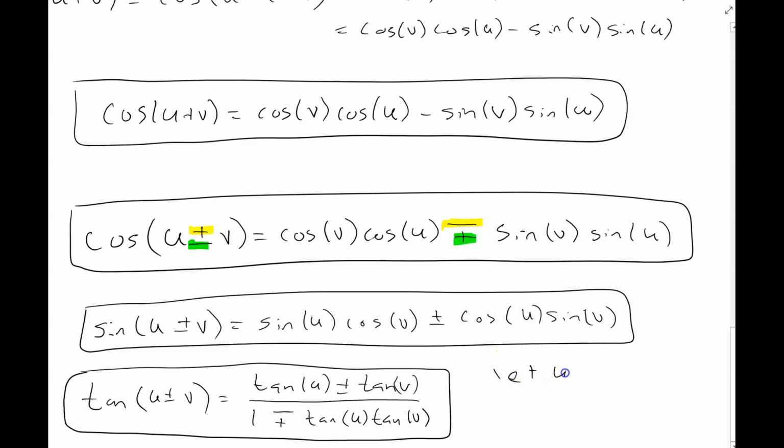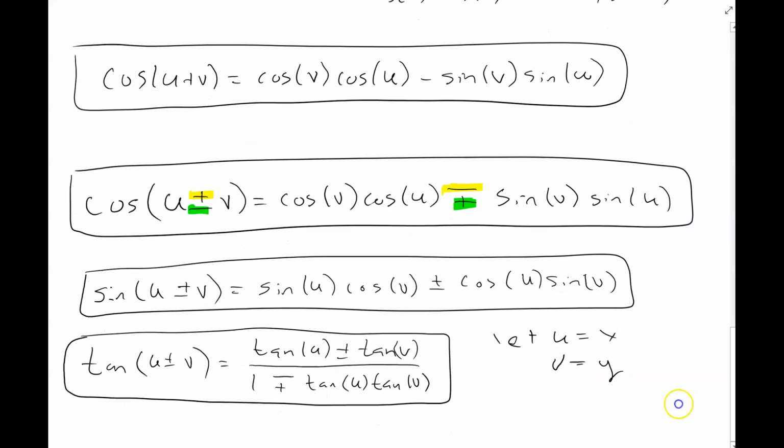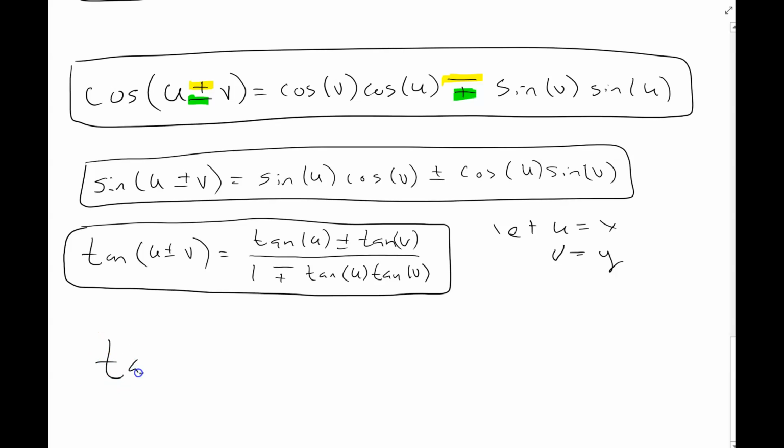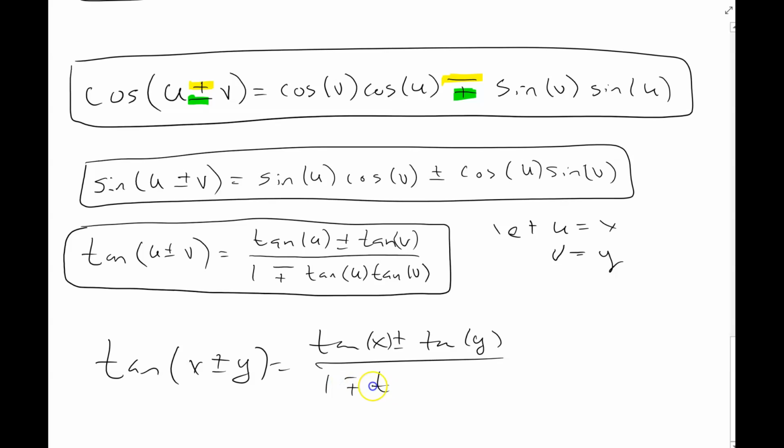Yeah. All you do is say let u equal x and v equals y, and then you can just say tan of x plus or minus y equals tan x plus or minus tan y over 1 minus or plus tan x times tan y. 1 minus or plus. That's the same thing as plus or minus? Nope.